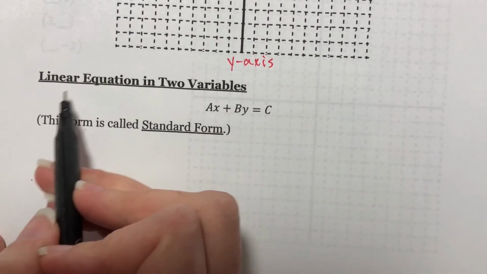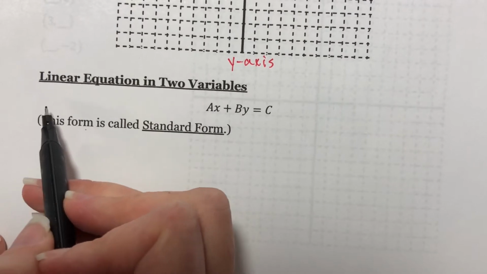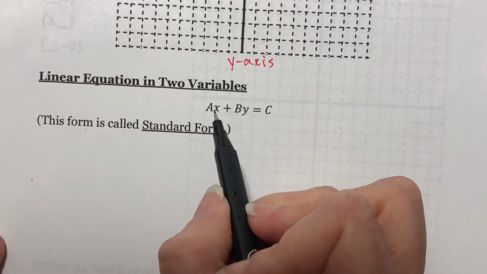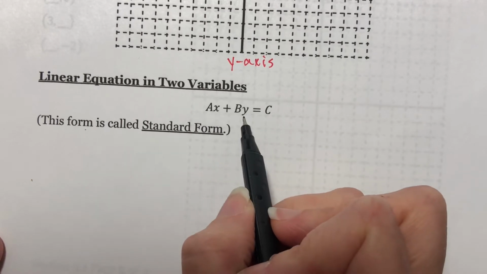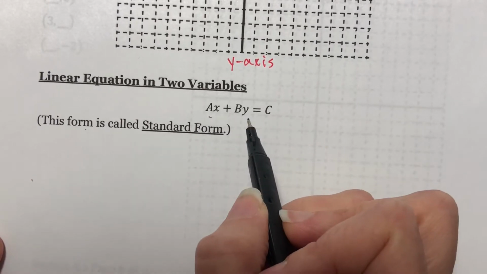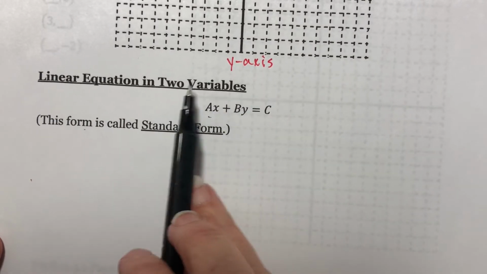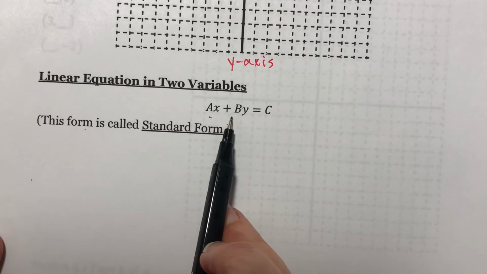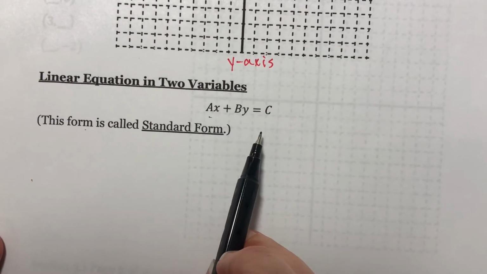Linear means that once we get these graphed, these are going to be straight lines. Also, when you see linear, you also know that your variables are not going to have an exponent on them. So no x squared, no x cubed, nothing like that. Most of the time, these are going to have two variables, x and y. There are some special cases where it's just one or the other. We will definitely be talking about those.